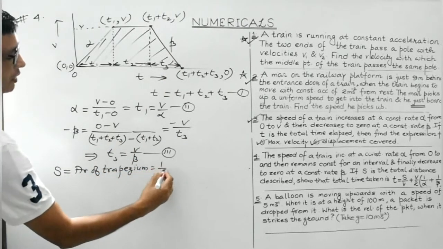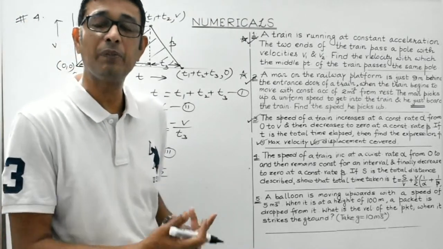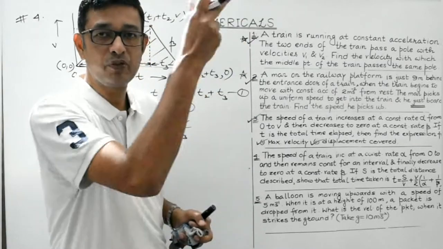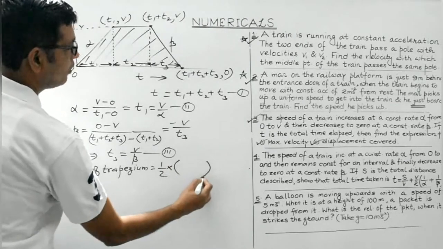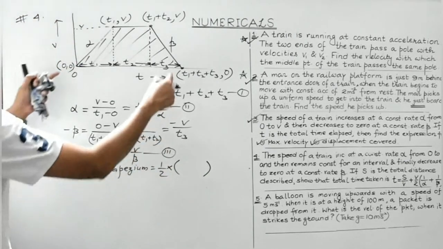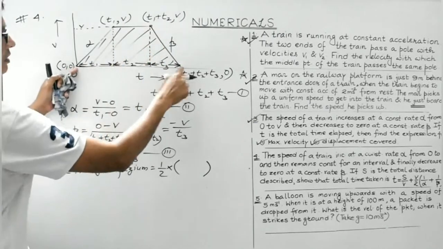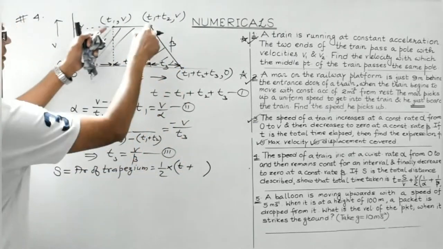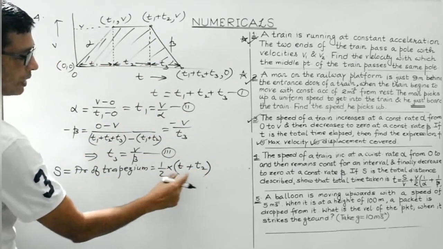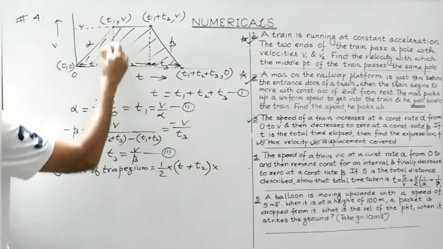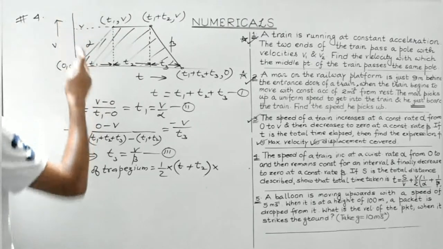trapezium. And the formula for the area of a trapezium is half multiplied by the sum of the parallel sides multiplied by the perpendicular distance between them. So half multiplied by the sum of the parallel sides. This is t. These are the two parallel sides. This is t plus this side, it is t2. Half multiplied by the sum of the parallel sides multiplied by the distance between them. This is the height. The distance between these two parallel sides is v.